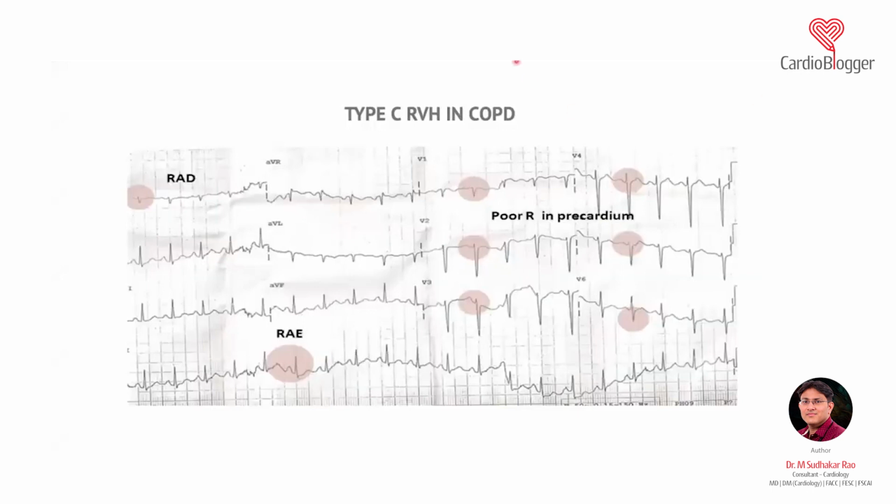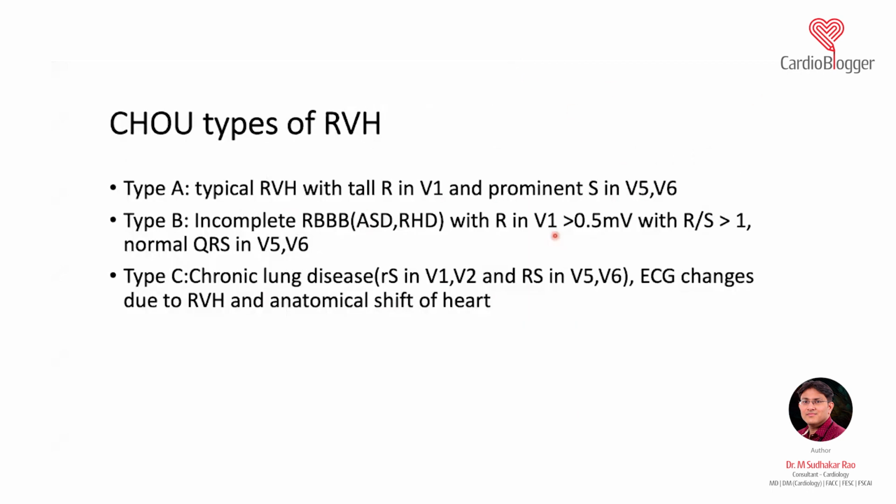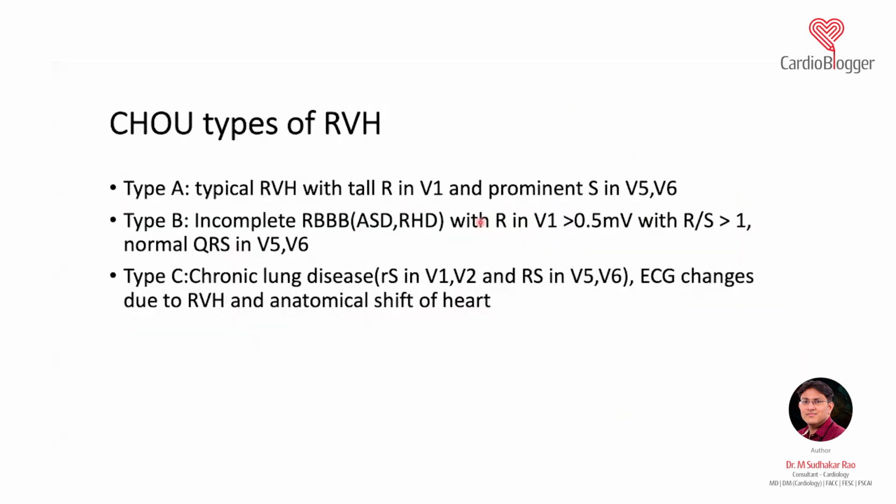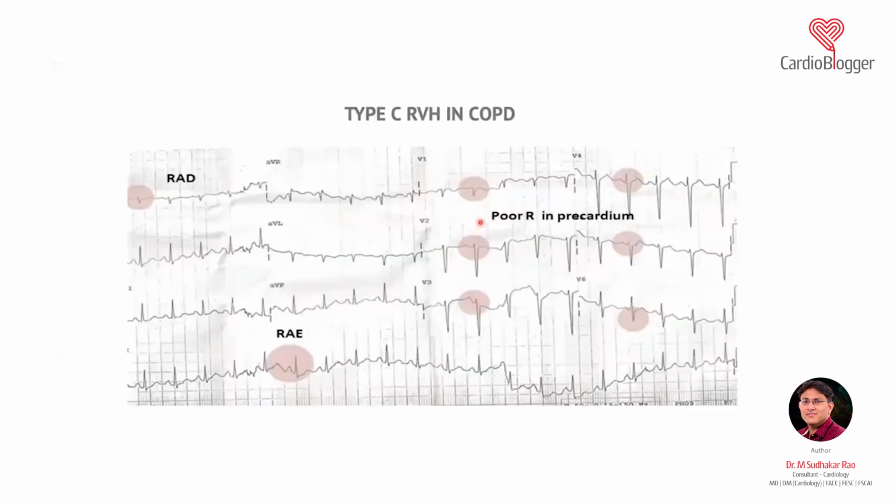Now this is a type C RVH in a patient with COPD. There is a small R. This patient has a small R and a deep S pattern, and you see that in V5, V6 there is an R and an S pattern. Both R and S are there. So this is due to COPD or lung diseases, where there is a small R, deep S, and equal R, equal S in V5, V6, suggesting that this is a type C RVH.